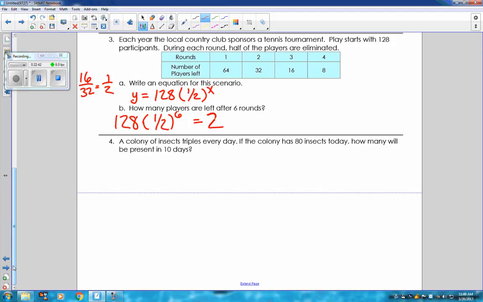Problem number 4. A colony of insects triples every day. If the colony has 80 insects today, how many will be present in 10 days? So how many did I start off with? If it triples every day, b is going to be 3, because that's our common rate. Instead of writing x as my exponent, I'm going to write 10, because it wants to know after 10 days.